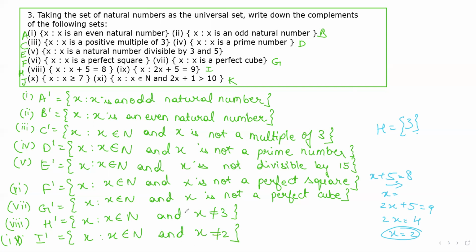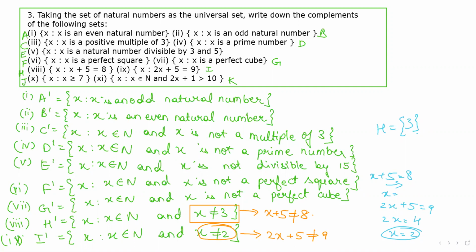Apart from solving it out, you can even write over here, instead of this, x is not equals to 3. You could also write x plus 5 is not equals to 8. Even that will hold the same value, that x is not equals to 3. Or here, you can write something from the given question, 2x plus 5 is not equals to 9. Either way, the answer will remain same.